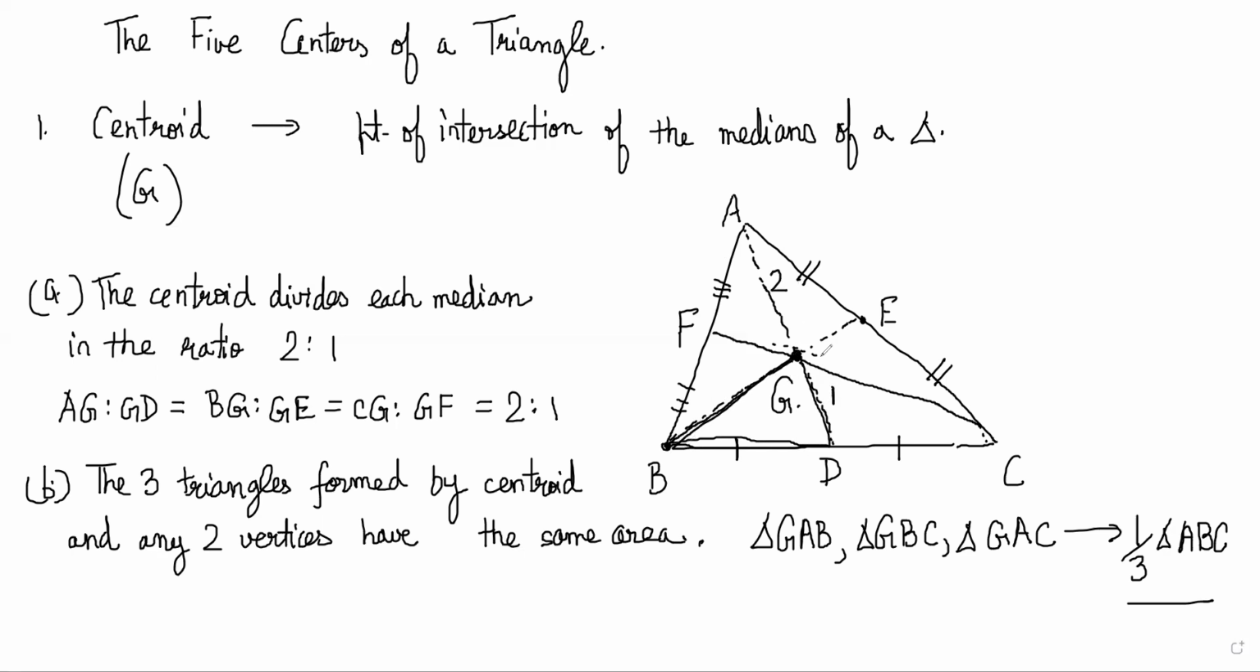So the area of this triangle BGD is 1/3 of ABD, and ABD was 1/2 of ABC, right? So this becomes 1/6 of ABC. Similarly, this becomes 1/6 of ABC. Therefore, GBC becomes 1/3 of ABC. So this is important to realize.